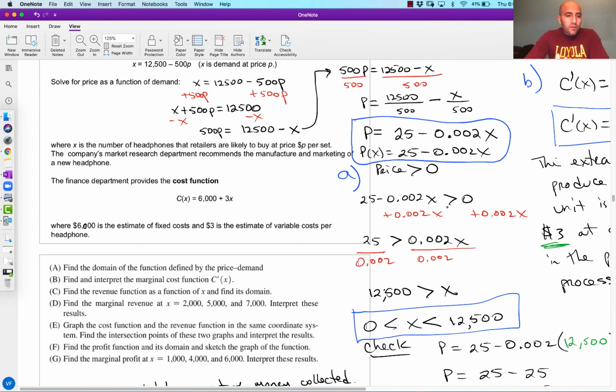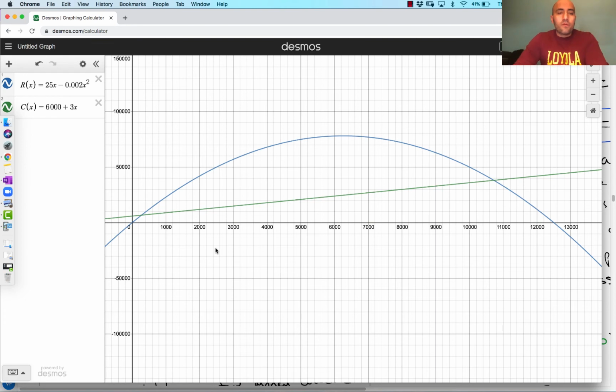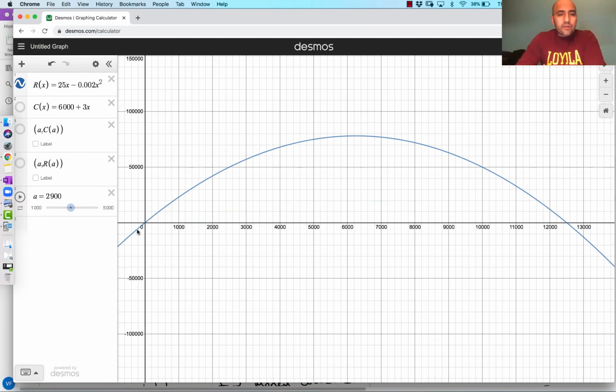Okay, part E, graph the cost function and the revenue functions in the same coordinate system. Find the intersect points of these two graphs and interpret the results. Okay, so let's graph them with technology. So let's go to Desmos and graph them both. So we already had the revenue function, r of x equals this. Here's our revenue function. And now let's graph our cost function. Okay, so here is our revenue function from before. That's right here in blue. And now if we draw our cost function on our same grid, we get this.